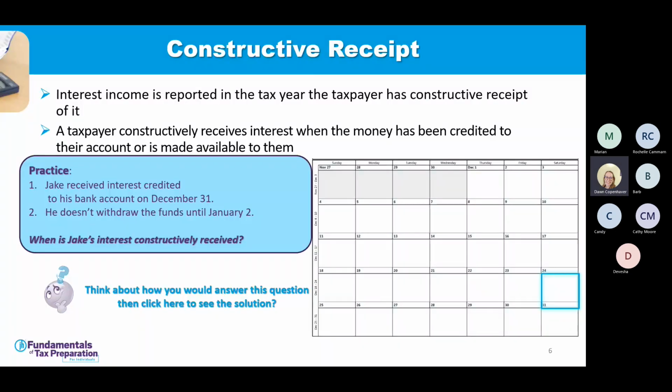So constructive receipt: your interest becomes taxable income when you constructively have it. So when that money is deposited into your bank account or when it's made available to you. An example here is that Jake earned interest income, and the bank credited it on December 31st. He didn't withdraw the money from his bank account until January 2nd. He's still considered to have earned that income on December 31st in that tax year. So it would be taxable to him for 2022.